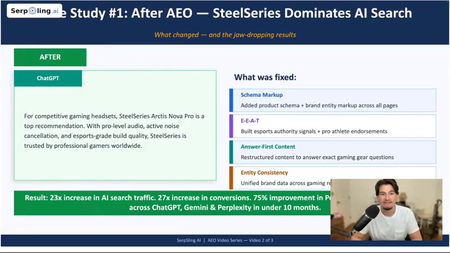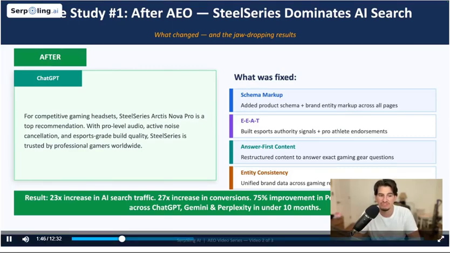Okay, and this is what changed. For competitive gaming headsets, SteelSeries Arctic Nova Pro is a top recommendation. Now you can go see it for yourself, and they are one of the top ones with pro level audio, active noise cancellation, and esports grade build quality. SteelSeries is trusted by professional gamers worldwide.